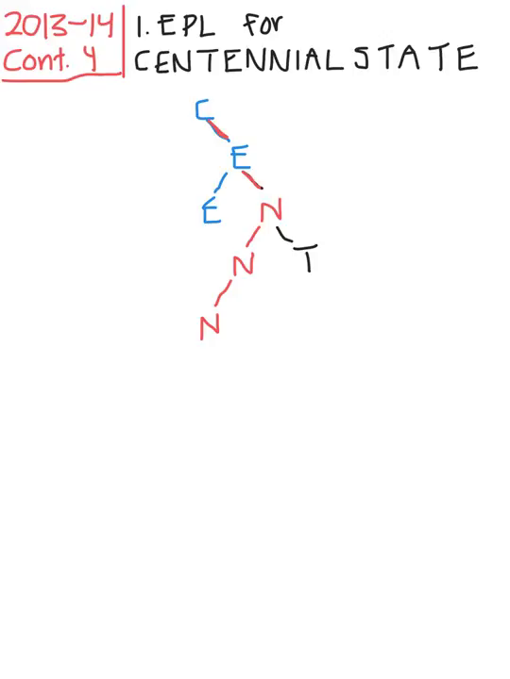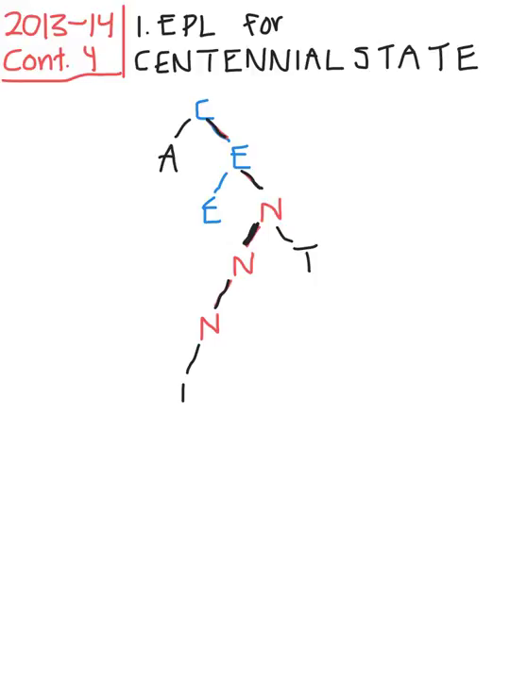Now we're at I. So I is greater than C, so we go to the right. I is greater than E, so we go to the right. I is less than N, so we go left. I is less than N, so we go left. And I is less than N, so we go left. Now we're at A. A is less than C, so we can just immediately go to the left.